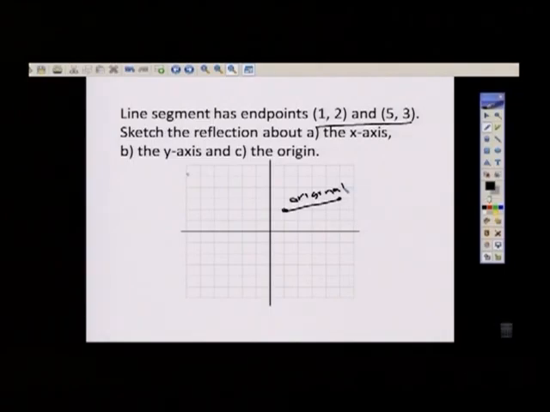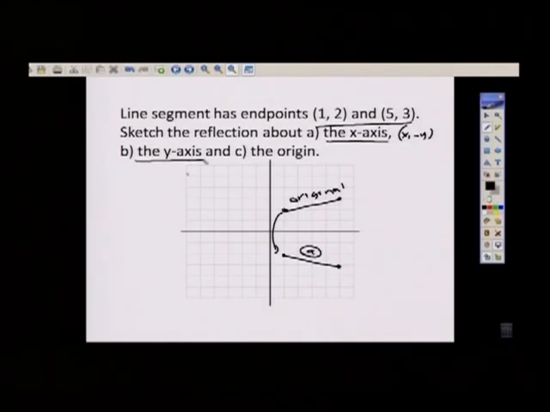It would ask you to sketch the reflection about the x-axis. So about the x-axis, the x value stays the same, but we're going to take the opposite of the y value. So instead of 1, 2, we're going to graph 1, negative 2. So this point would map down to that one. And then instead of 5, 3, we're going to go 5, negative 3. And that's what that segment would look like if it was reflected over the x-axis. So this is the answer to part A.